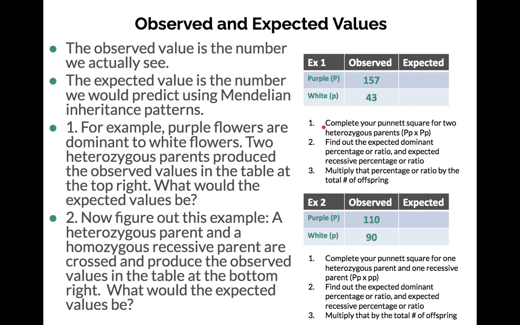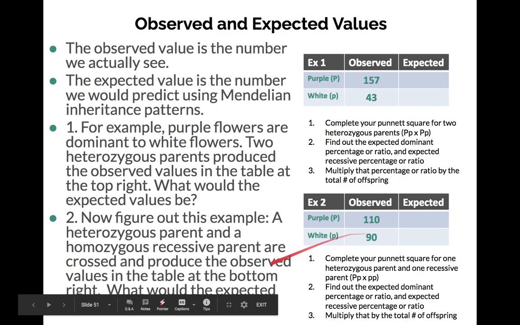Step 1, complete your Punnett square given the scenario from this problem. Step 2, find out the expected dominant percent or ratio and expected recessive percent or ratio, and then multiply that by the total number of offspring given here. For total number, you'd add up the total number of purple and white. Go ahead and try that one out. And then for number 2, similar thing, but now you have a heterozygous parent and a homozygous recessive parent. Those are crossed and produce these observed values. So this is scenario 2. Same steps, but now you have different parents. Again, pause here, try this out, and follow those 3 steps.